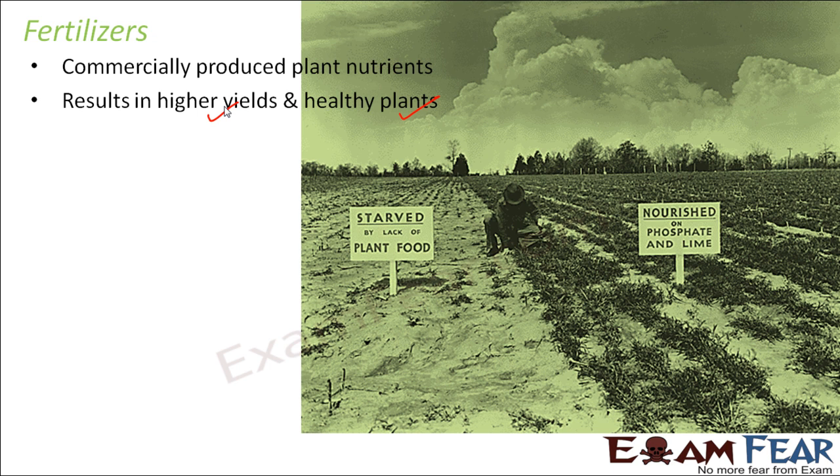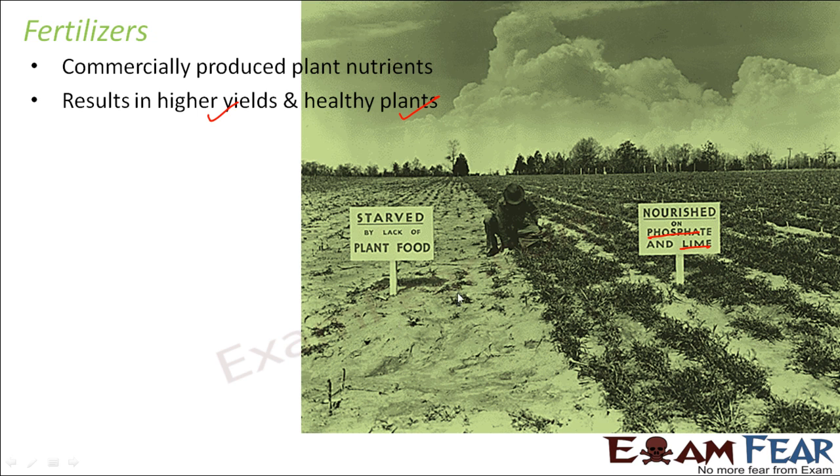So here you can look at a field which has been divided into two parts. One part has a lot of fertilizer being applied on it. Now since the fertilizer has a lot of phosphate and a lot of lime, this part shows a better growth when compared to this part, because this part has been starved by lack of plant food. So when I say plant food, fertilizers contain all the plant nutrients. So nutrients are food for the plants.